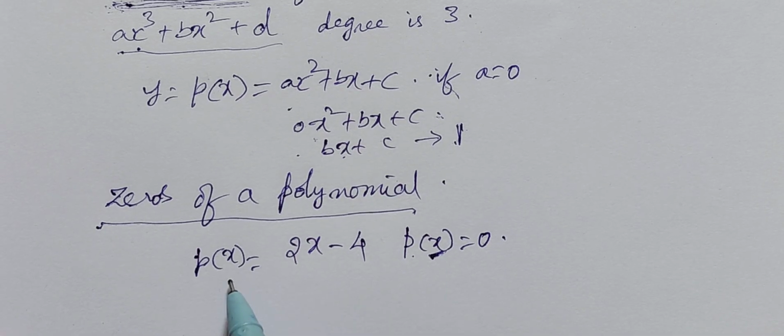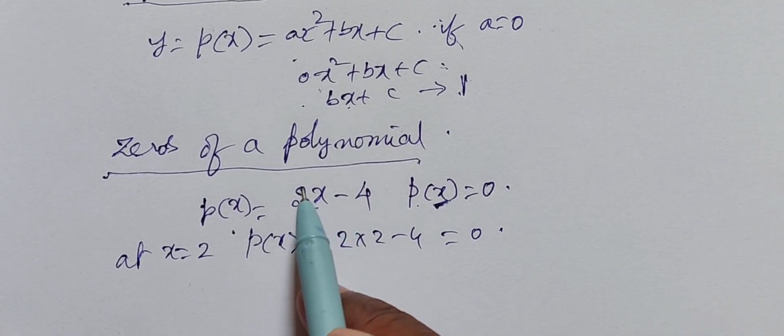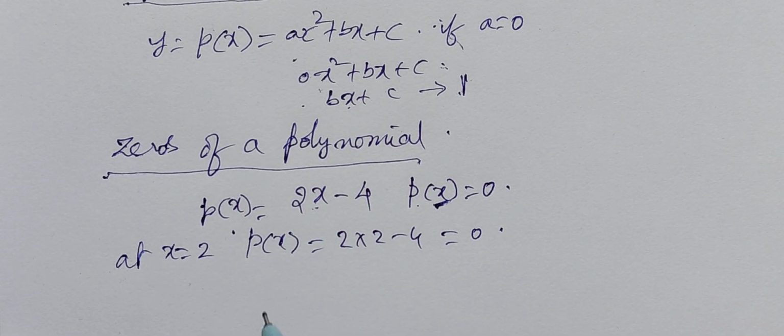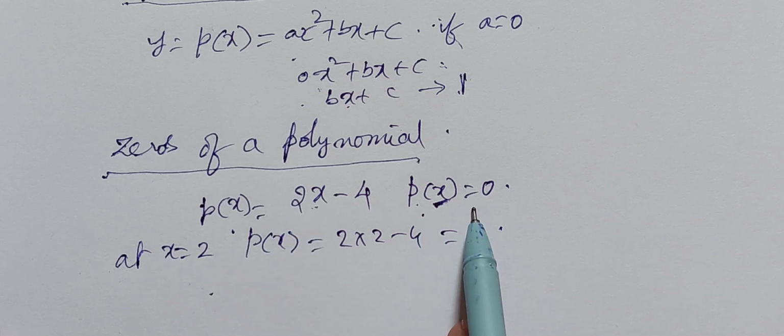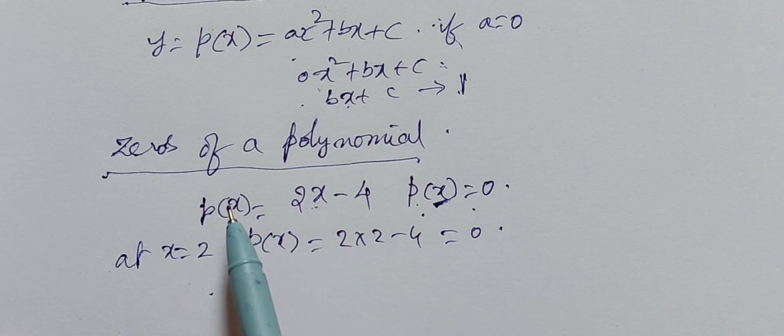So in this given equation, if I take x equal to 2, what will happen? p of x is equal to 2 into 2 minus 4, that means 0. So x equal to 2 gives the zero of this polynomial. If they ask you to find the zero of a polynomial, you need to find for what values of x this function becomes 0. Those values are called zeros of the polynomial. There is a simple and easy way to remember this.